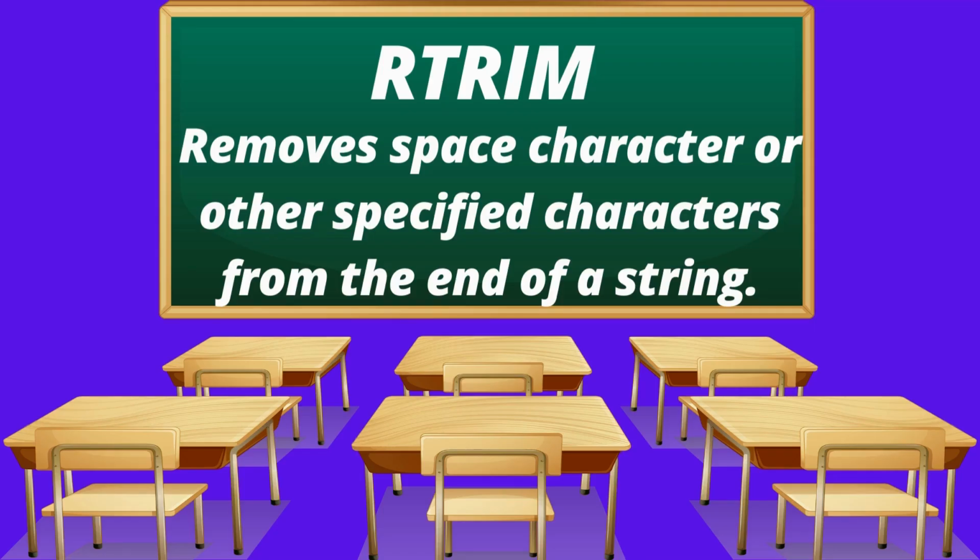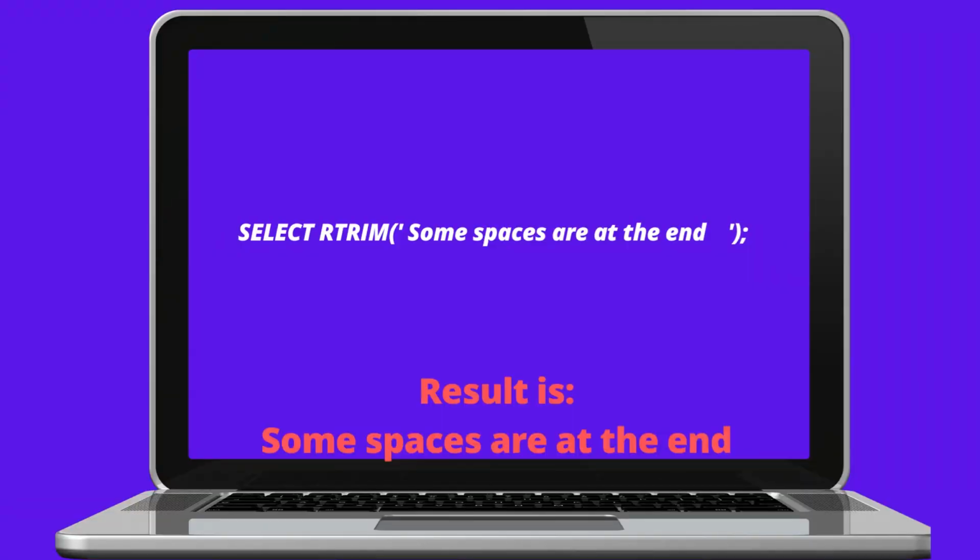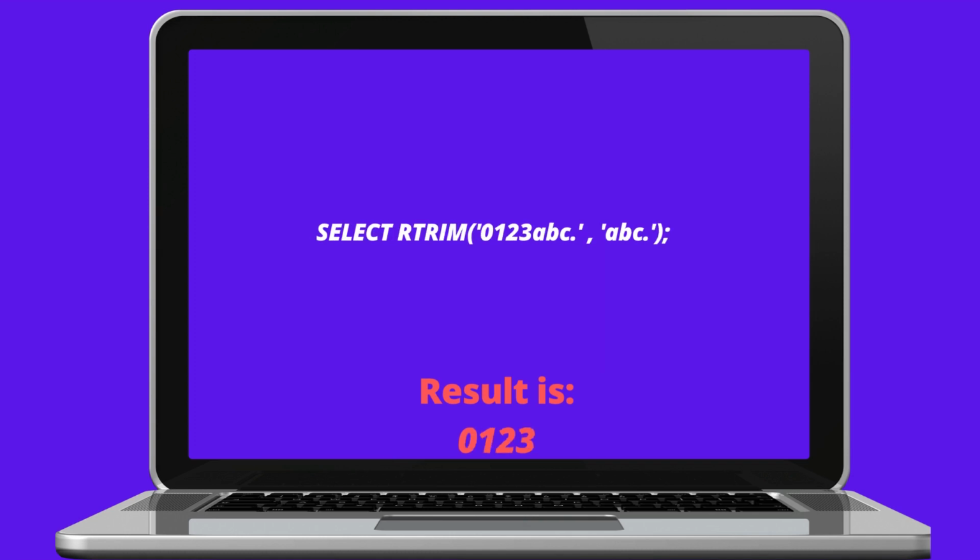RTRIM removes space character or other specified characters from the end of a string. In this example, the string shows trailing whitespace characters that will be removed by the function. In SQL Server 2022, as in the LTRIM function, it is possible to use the optional characters argument to remove a series of trailing characters. In the example, the result will be 0123.